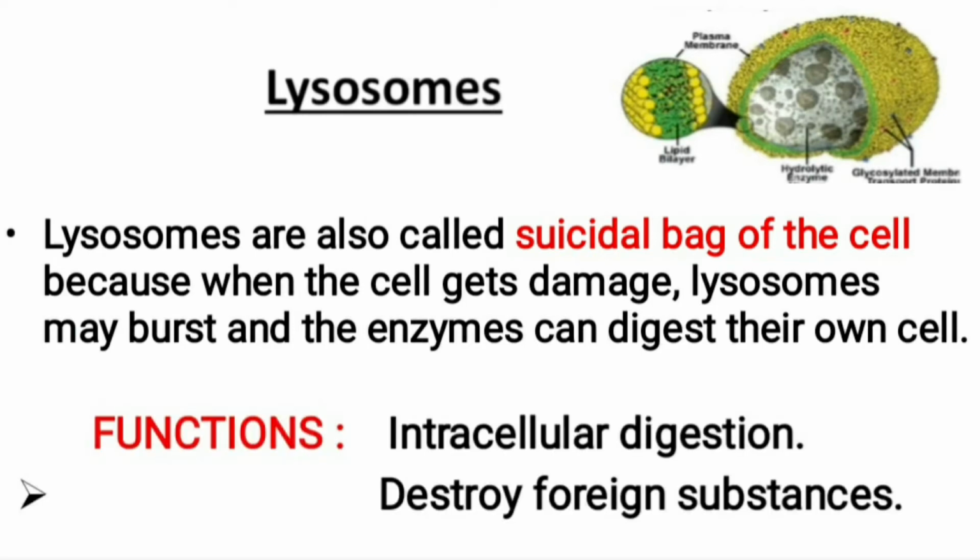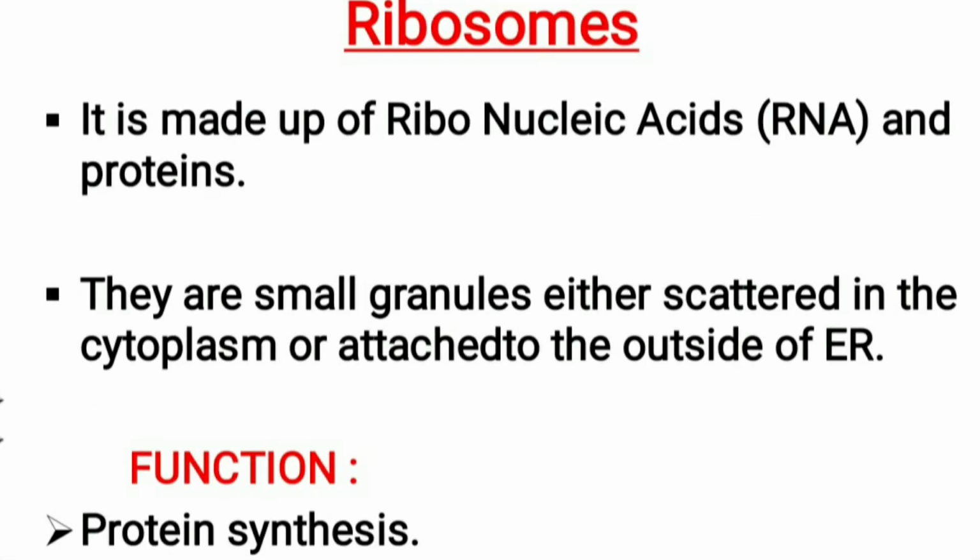Their functions: intracellular digestion. Next function, destroy foreign substances. Foreign substances means any germs or microorganisms. They keep the cell clean by digesting any foreign material that enters the cell. They also remove bacteria. So lysosomes are otherwise known as the suicidal bag of the cell, because when the cell gets damaged, the lysosomes may burst and the enzymes can digest their own cell. Next, ribosomes.